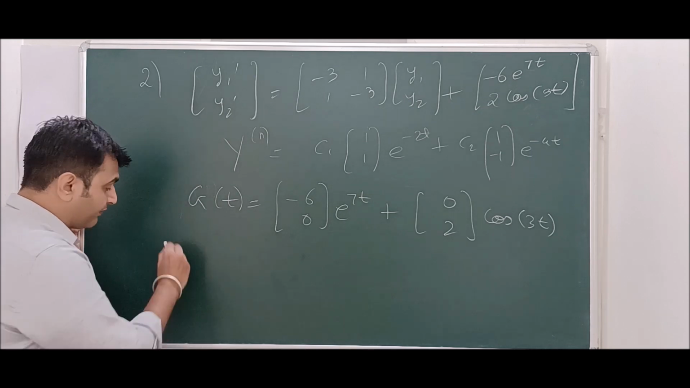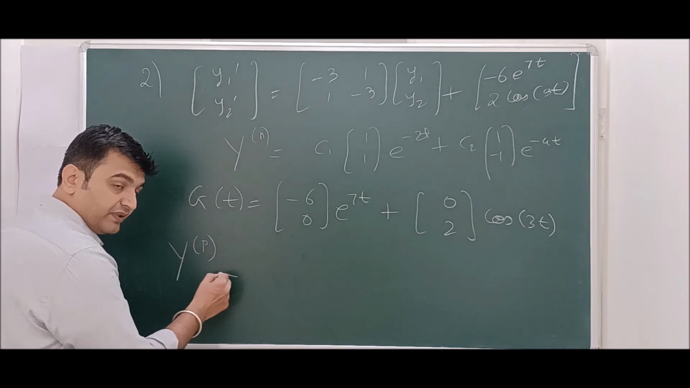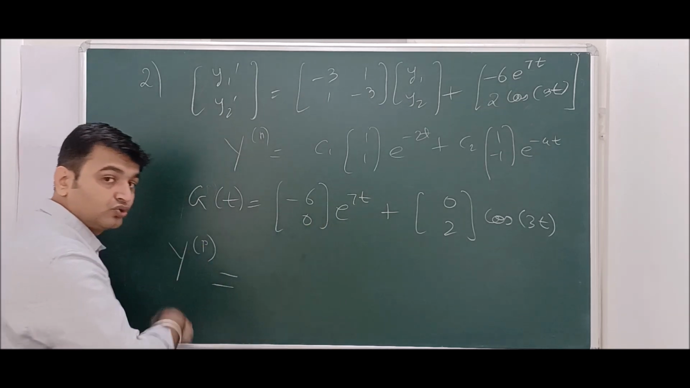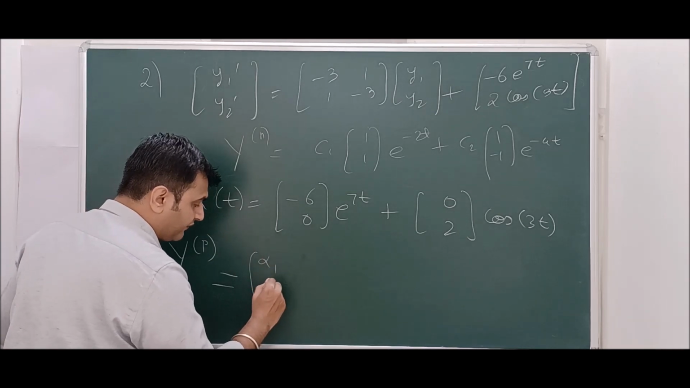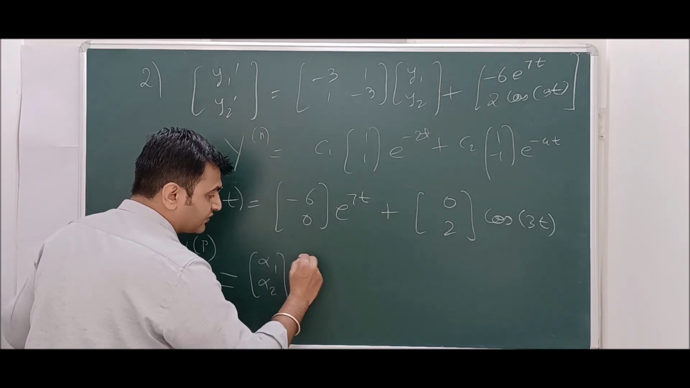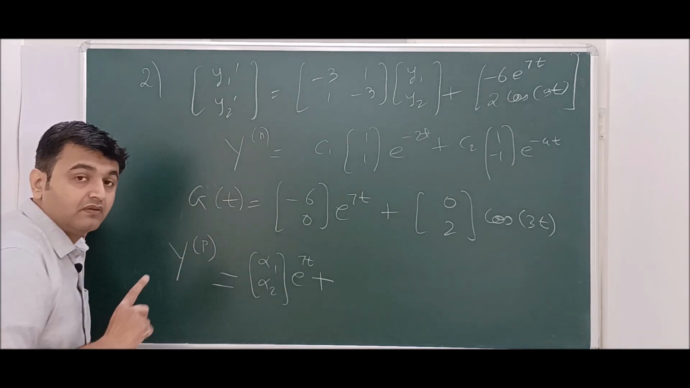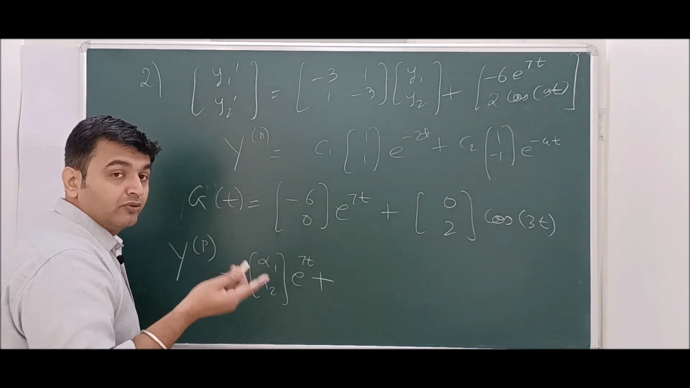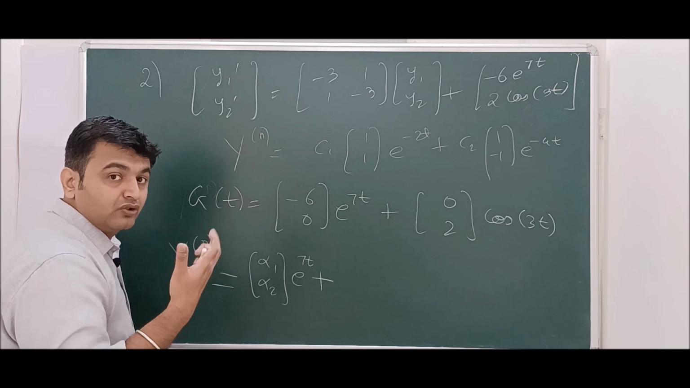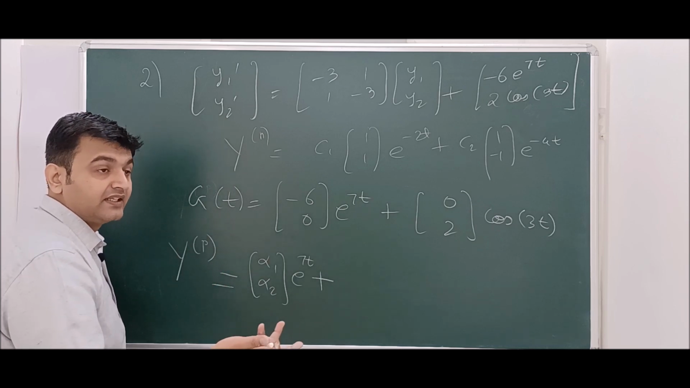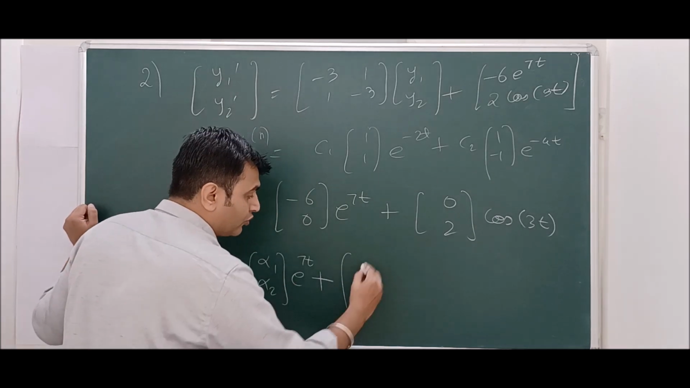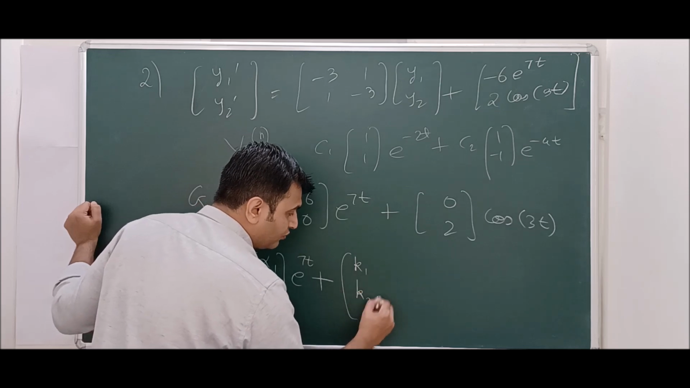Now we have to choose your YP. See, now the things will be simple. For exponential, you choose exponential. So say alpha 1, alpha 2, e raised to 7t. For trigonometry, if you recall the table, what do we choose when you have trigonometry? If you recall, it was k cos omega t plus m sin omega t. So same thing you do for cos, you will choose k1, k2.